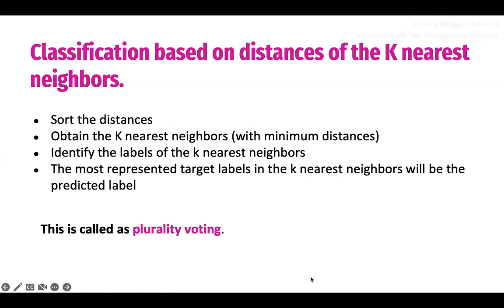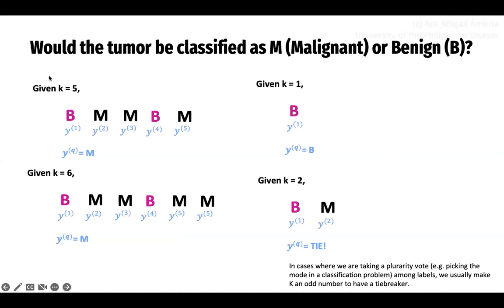Okay, so here's an example. Suppose we have chosen k equals 5, and the target labels of the nearest points are B, M, M, B, and M. So this is not representative of my political choices. Anyway, B for benign and M for malignant. Since we have a majority of the target labels as M, the predicted Y for the query point is malignant, or M.